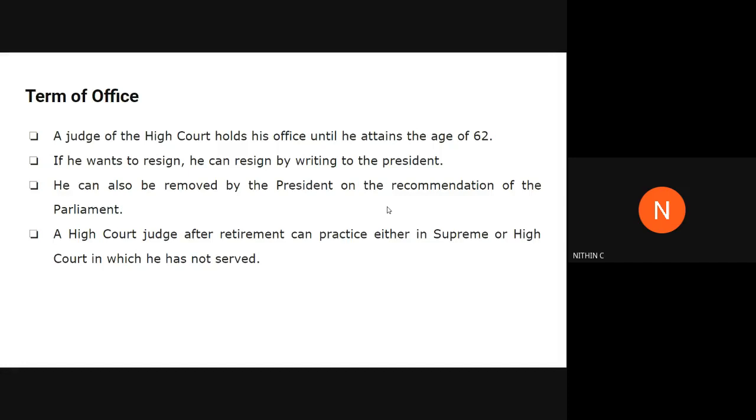Then a High Court judge after retirement can practice either in the Supreme Court or in a High Court in which he has not served.